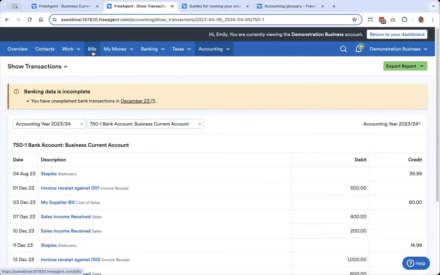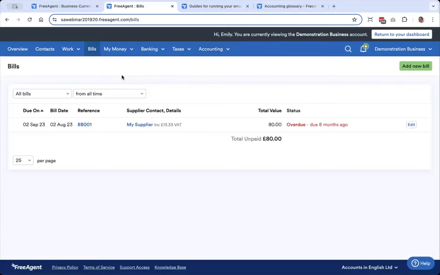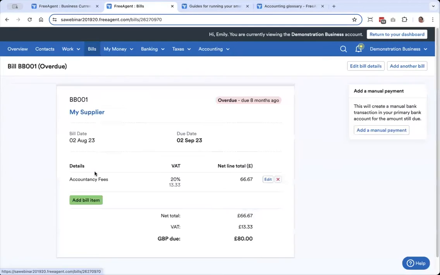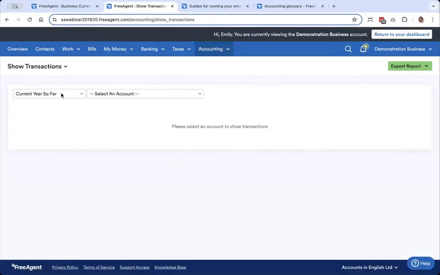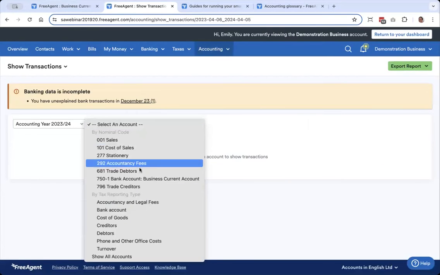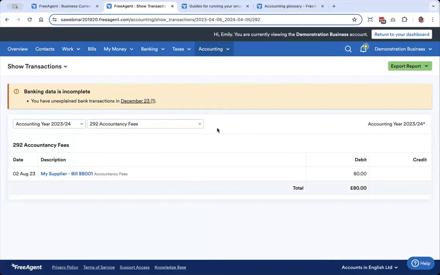Let's now see what happens with some cost transactions. So I've got a bill here that I've already posted. A bill, as I said before, is a purchase invoice, supplier invoice, accounts payable. You might call it a number of different things. This is some accountant's fees. If I go back to my show transactions, I can show you how that's appearing. And it's in 2023. It's a bill from my accountant.